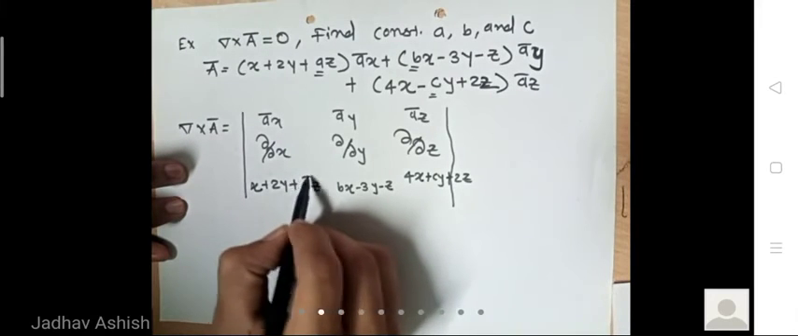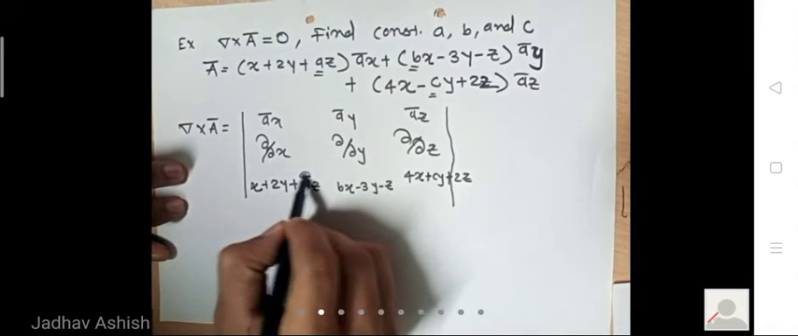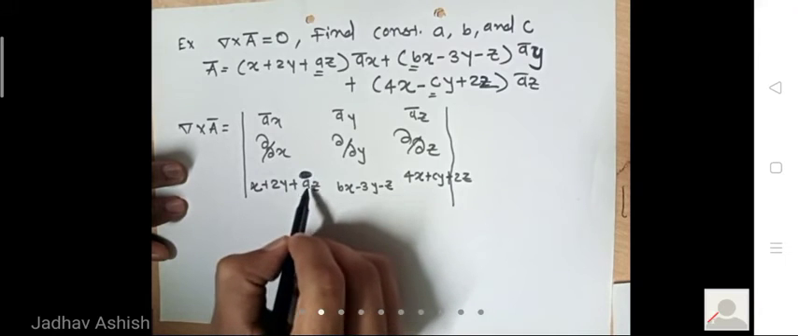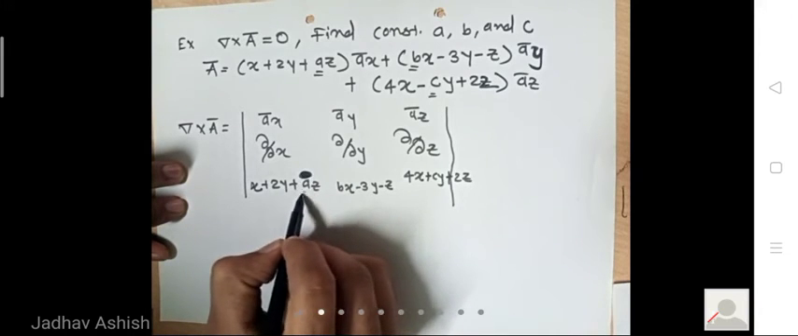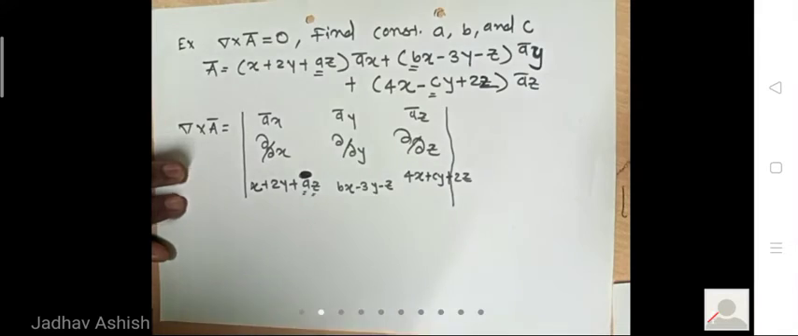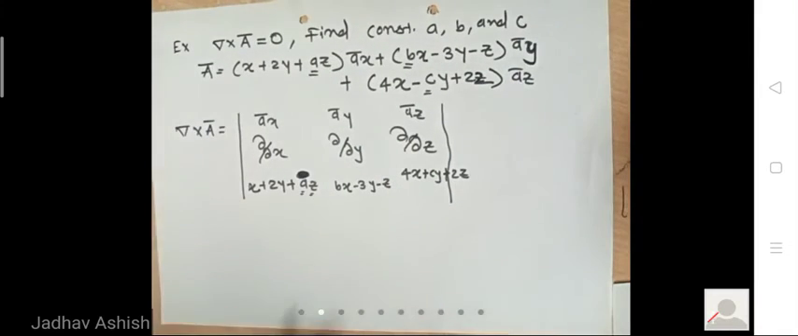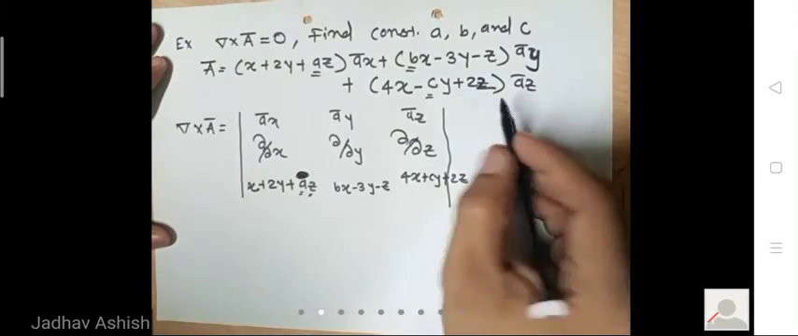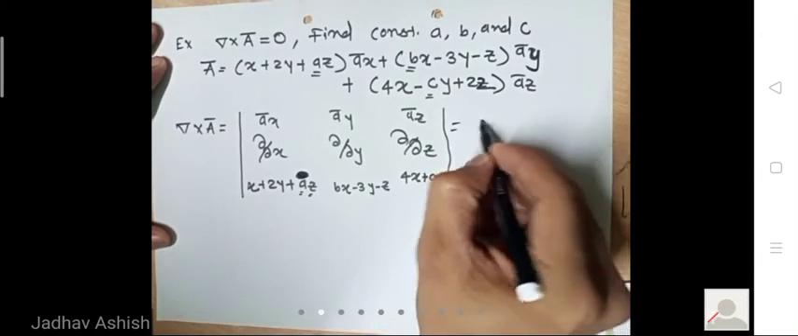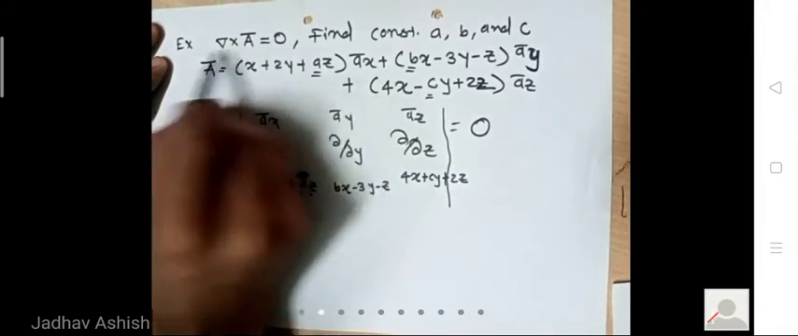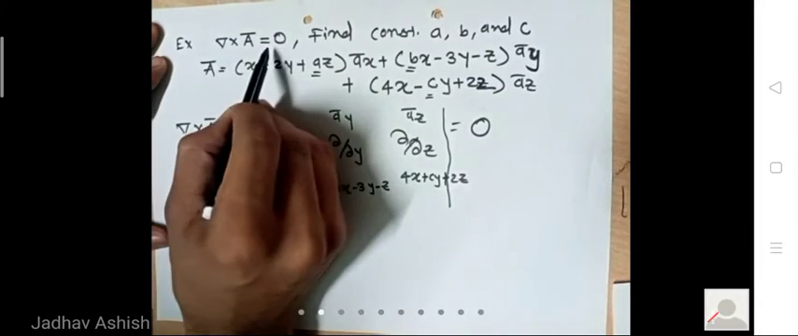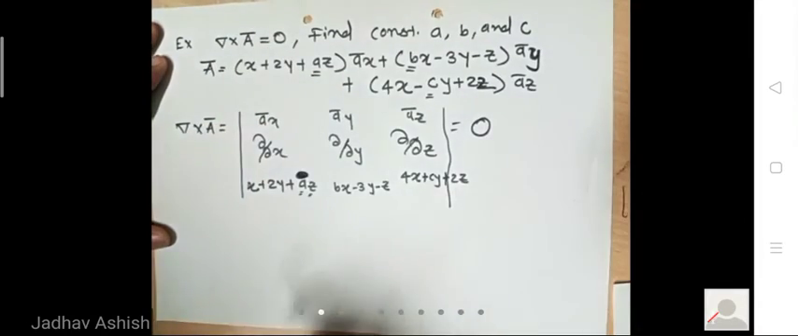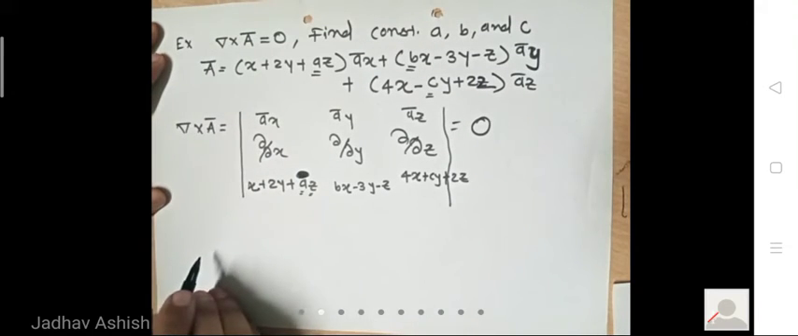Sorry, this value is to be calculated. So this is not a unit vector. This is a constant, and this is z, right? It's not a bar z. It's a z. Thanks for correcting me. Now we have to equate this to 0 because it's given that del cross A bar is equal to 0, right? So let us solve this equation.